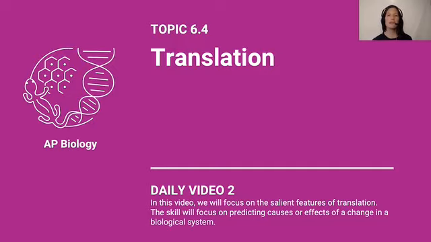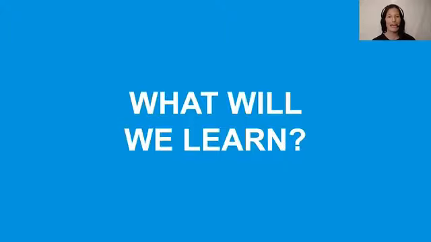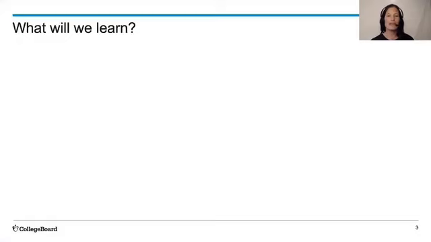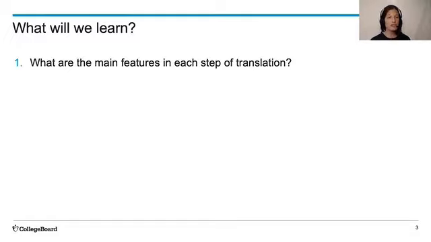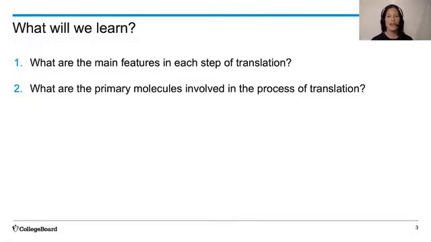And today we're going to talk about the salient features of the process of translation. The skill we're using today is to focus on predicting causes or effects of a change in a biological system. So let's look at it. We have two big things that we're going to learn today, two questions that we are going to answer. The first is, what are the main features of each step of translation? And second, what are the primary molecules involved in the process of translation? So let's get to it.